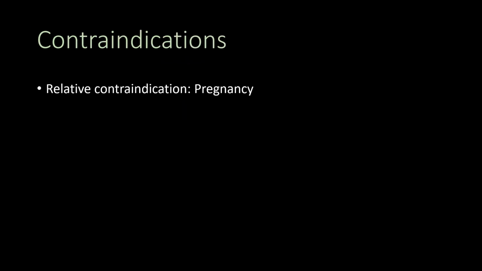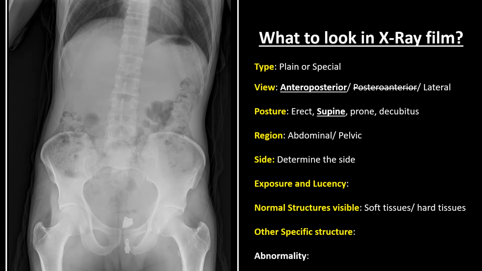Pregnancy is a relative contraindication for the X-ray of the abdomen. In today's section, we will learn how to read an X-ray film of the abdominal region. These are the topics we should consider while reading any X-ray film: whether it is plain or special, the view of the X-ray, posture, region, side, exposure and lucency, normal structures visible, other specific structures, and abnormality. We will discuss each one by one.